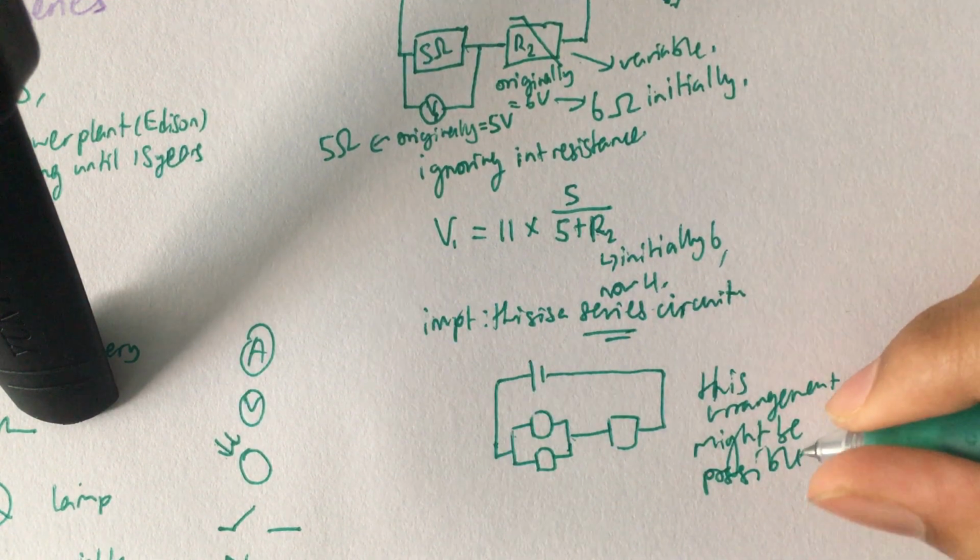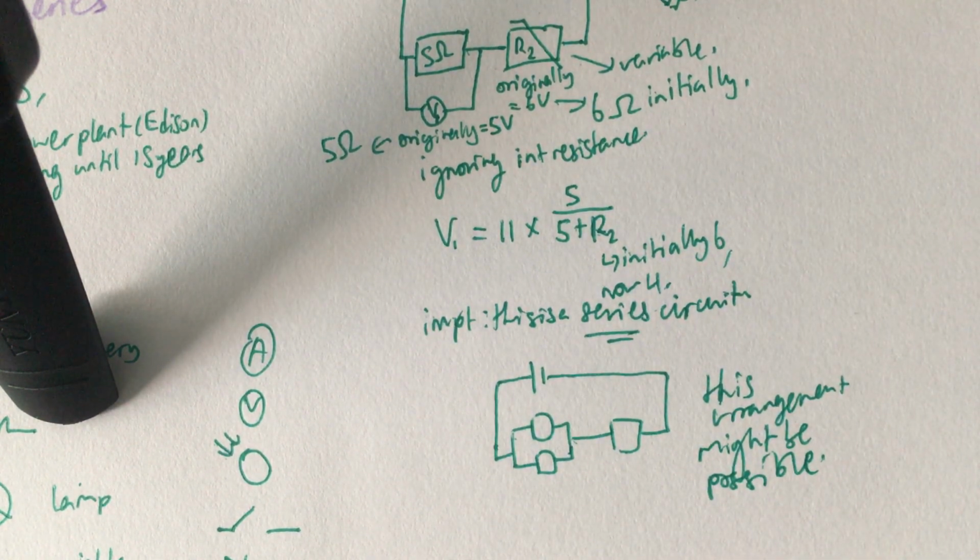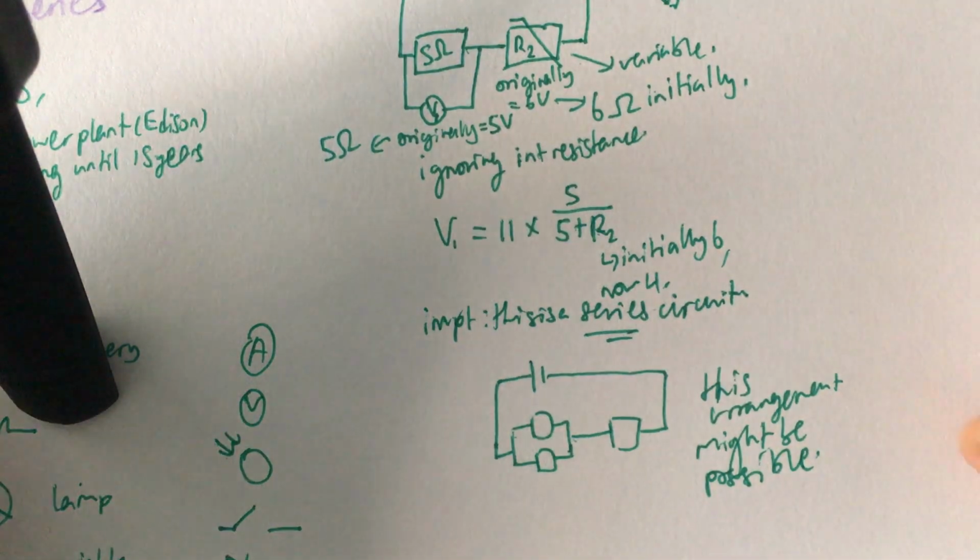So yeah, that's how they make confusing problems, because there are so many permutations and combinations that you can come up with using series and parallel, which is just quite annoying, but yeah.